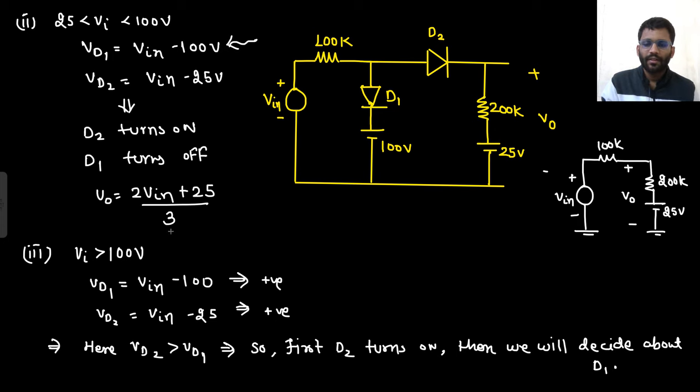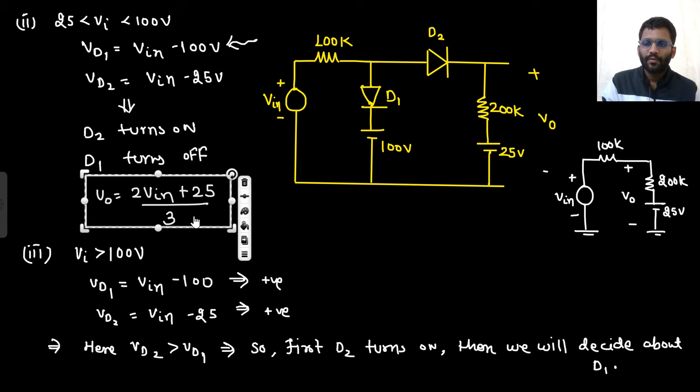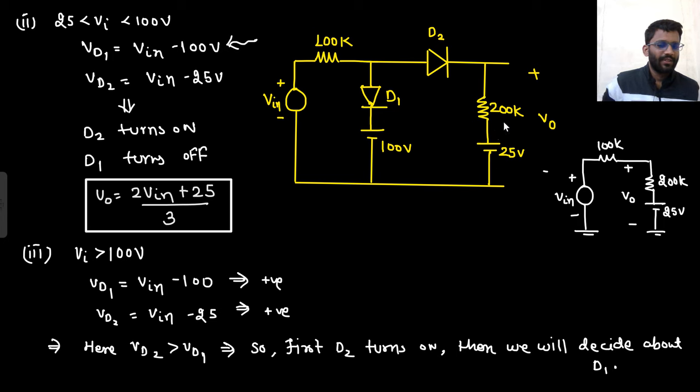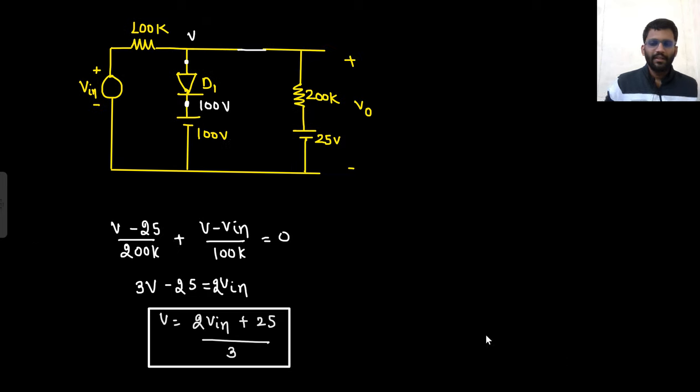Right? That was an error from my side, that for 25 to 100, I mistakenly wrote 25. But if D2 is on and D1 is off, V0 will be, simply applying KVL, you get to know that V0 will be (2V in plus 25)/3.